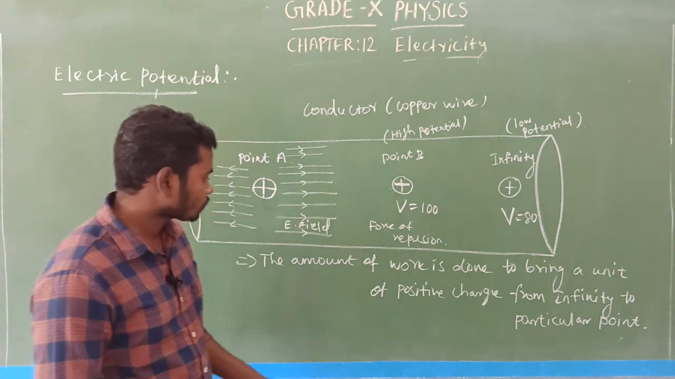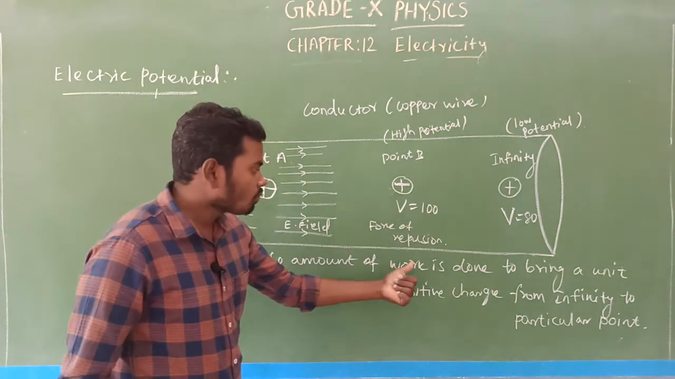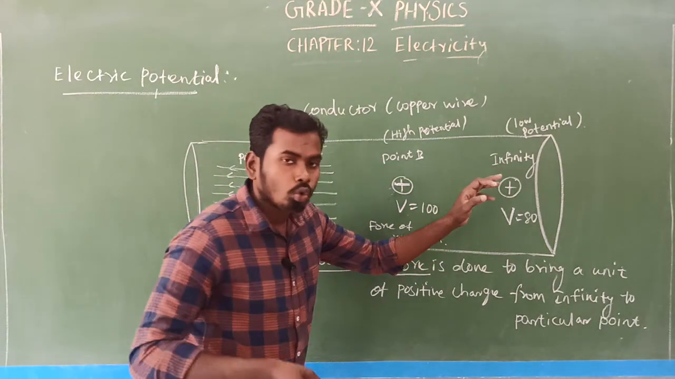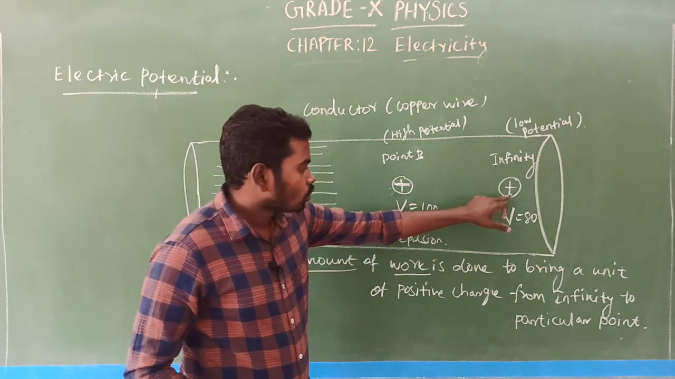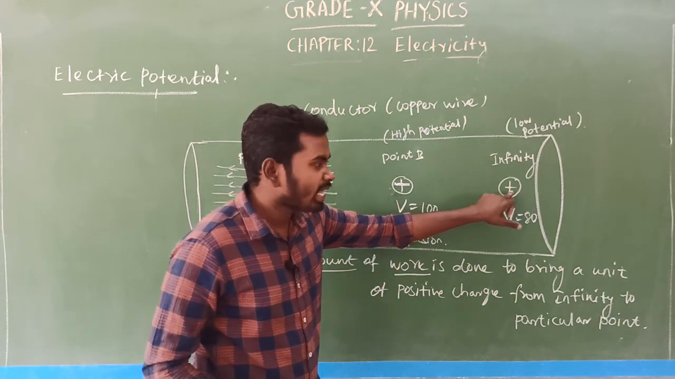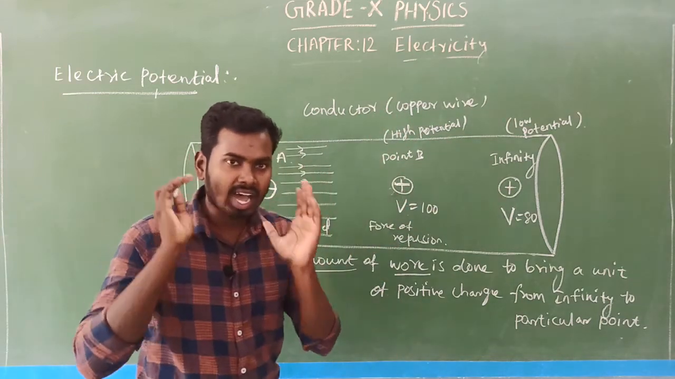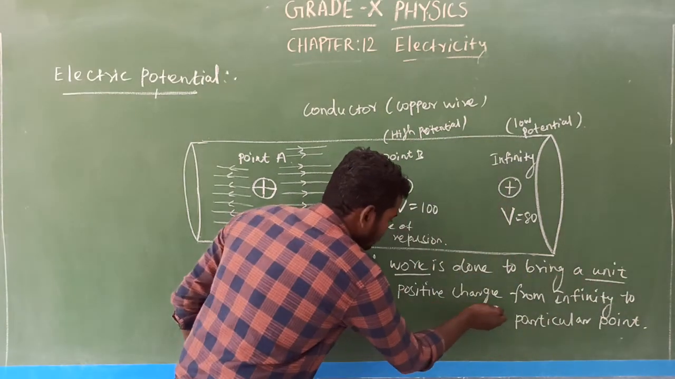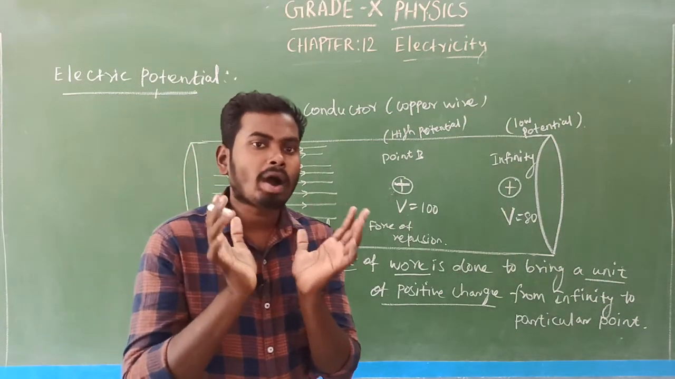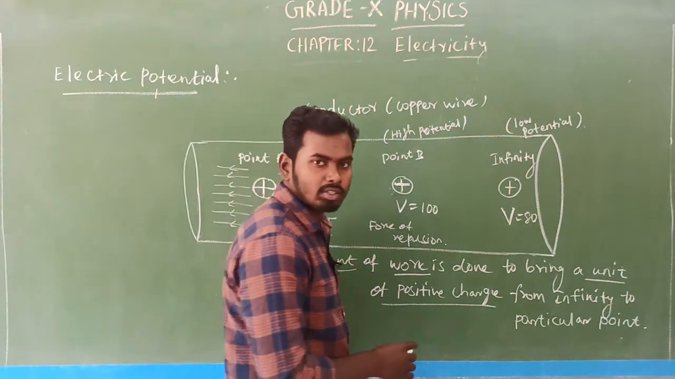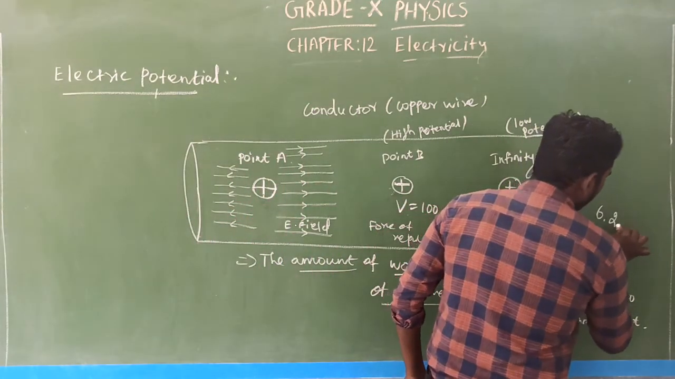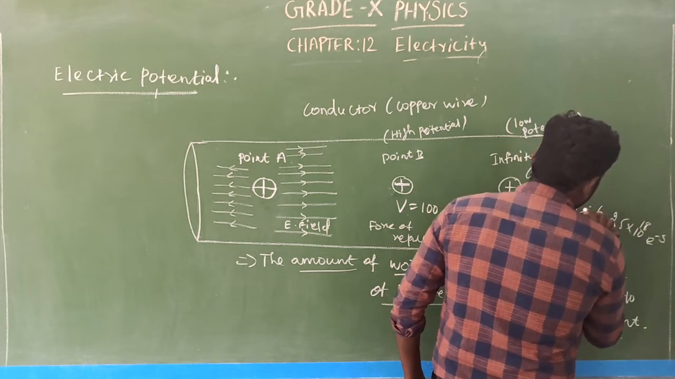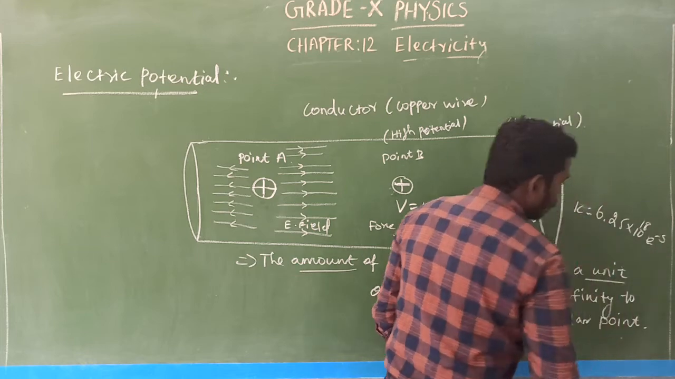Is that clear? Yes. So here the amount of work is done. Know this point. The amount of work done to bring the unit of positive charge from infinity to any particular place, that is called electric potential. So here unit positive charge means nothing but a coulomb of positive charge. What is a coulomb? 1 coulomb is equal to 6.25 into 10 to the power 18 electrons or protons.